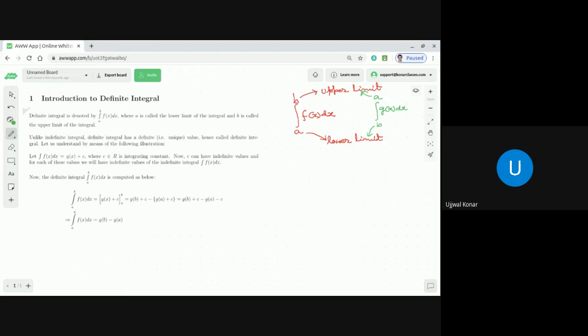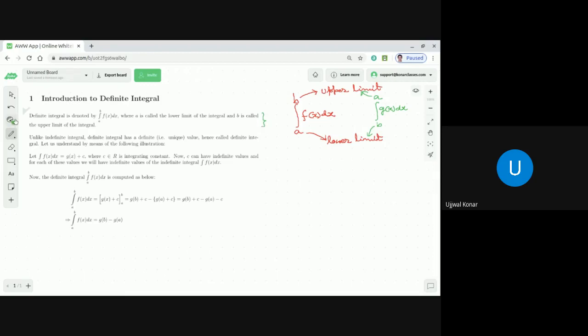And there is no relationship between a and b. The only thing is that they belong to the real numbers. a could be less than b, a could be more than b, whatever. Only if a is equal to b, we will see later that it will not make much sense. We will see after some time. So this is the way we first define it.